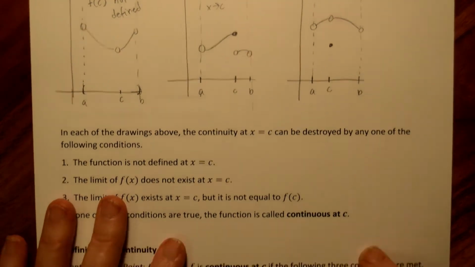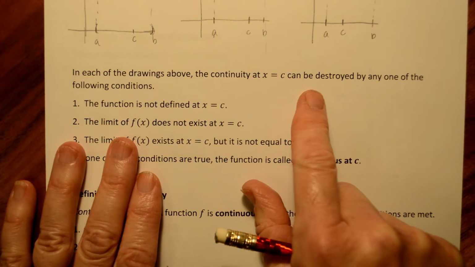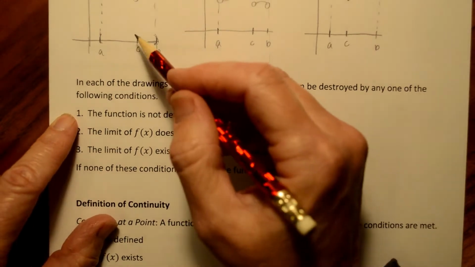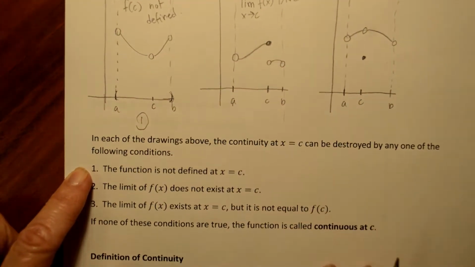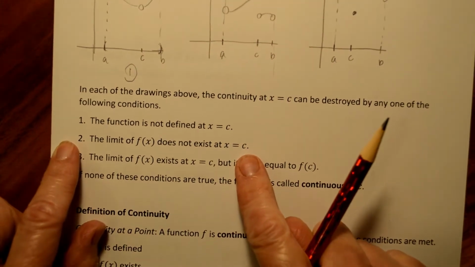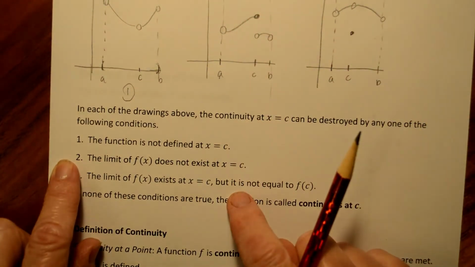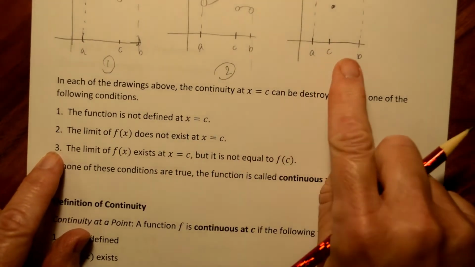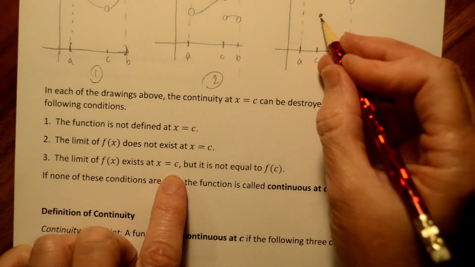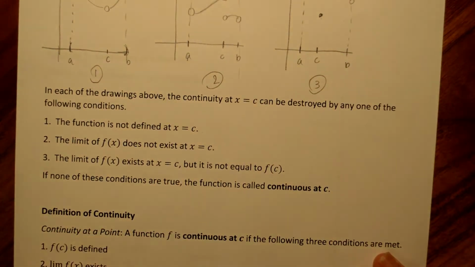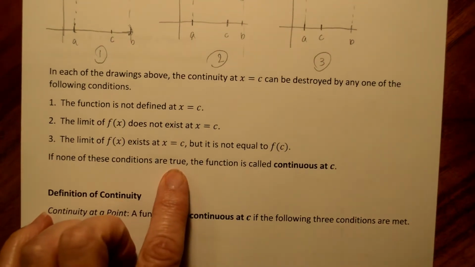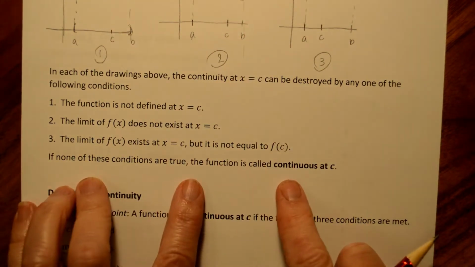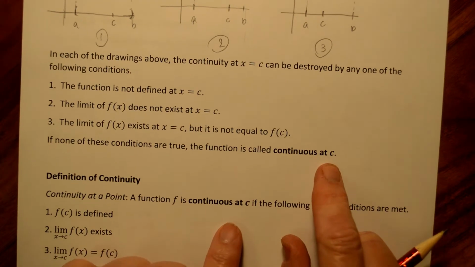Right? So in each of the drawings above, the continuity at x equals c can be destroyed by any one of the following conditions. So the first is the function is not defined at c. That's this example right here. The second is the limit does not exist at c. All right, so we could have something like that. That's the second point right here. And then the third one, the limit does exist, but it's not equal to what f of c is. That's the third one. All right, so if none of these conditions are true, then we say yay. We haven't violated anything that's required for continuity. Then we would say that the function is continuous at c.